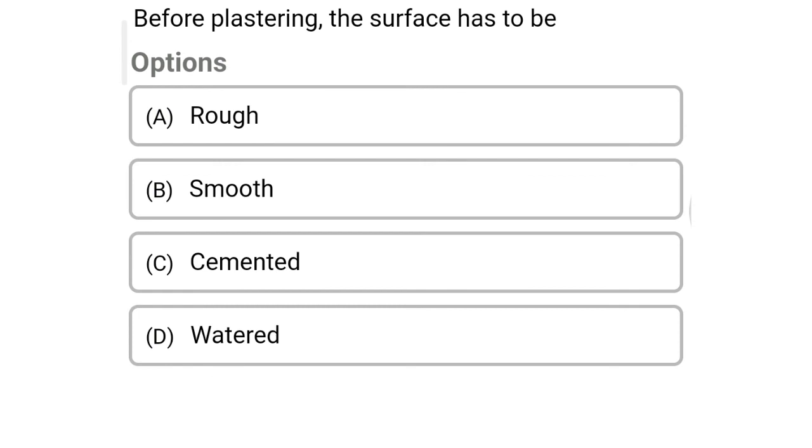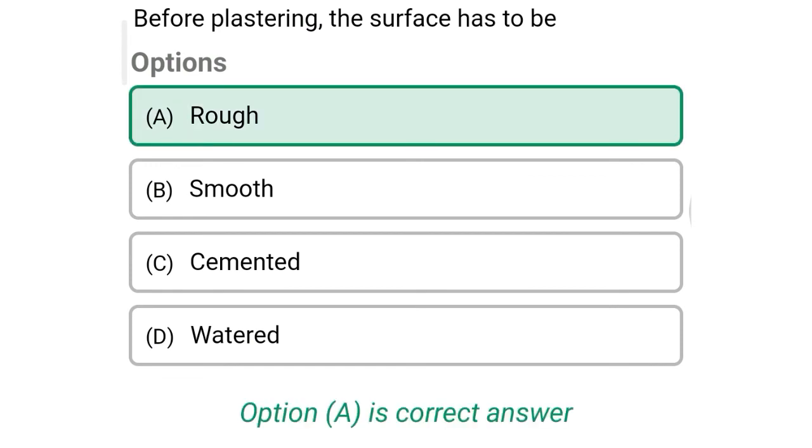So next question, before plastering the surface has to be option A rough, option B smooth, option C cemented, option D watered. So the correct answer is option A rough.